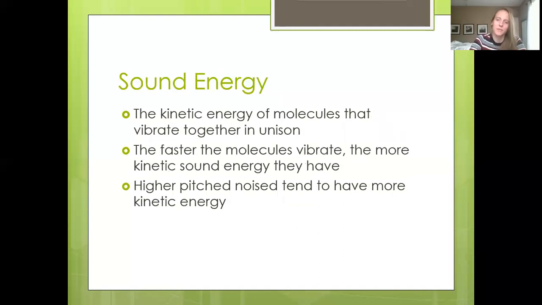Sound energy is also kinetic energy. This is when molecules vibrate in unison. As you may be aware, the way that we hear things is when sound waves travel through the air and then cause vibrations in our middle and inner ear. So the faster that molecules vibrate, the more kinetic sound energy that they will have. And usually that includes higher pitched noises. So higher pitched noises tend to have more kinetic energy.